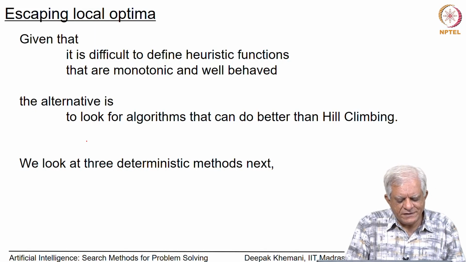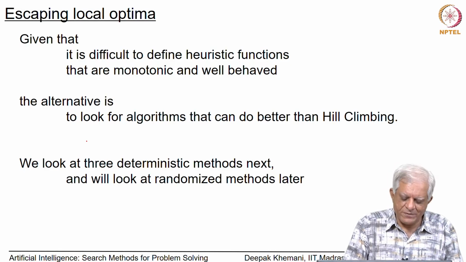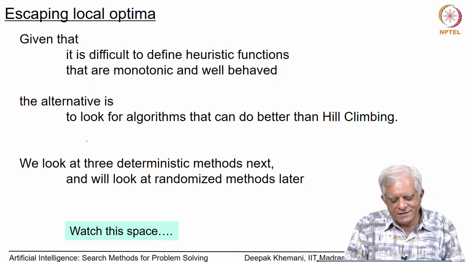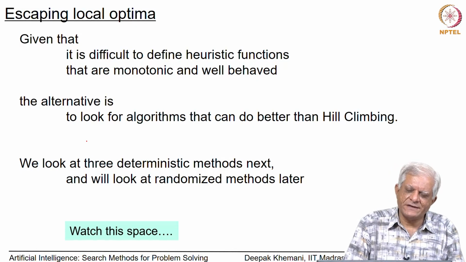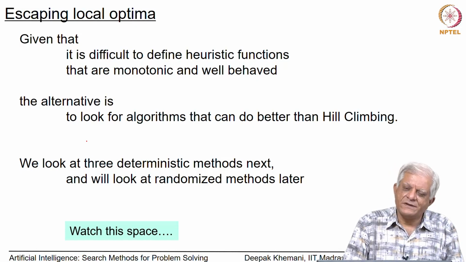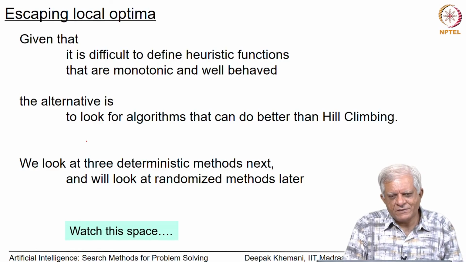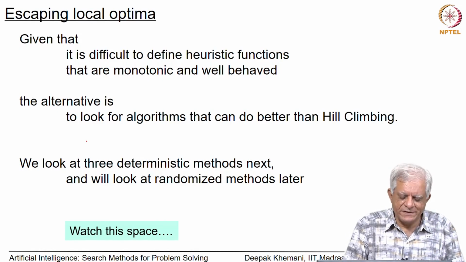We start with deterministic methods next, because so far our algorithms have been deterministic, and later on we will move on to randomized methods, which are in fact very popular in the optimization community. There are methods like simulated annealing, or genetic algorithms, or swarm optimization or ant colony optimization, but we will come to them after we are done with the deterministic methods, which is what we will study in the next class.